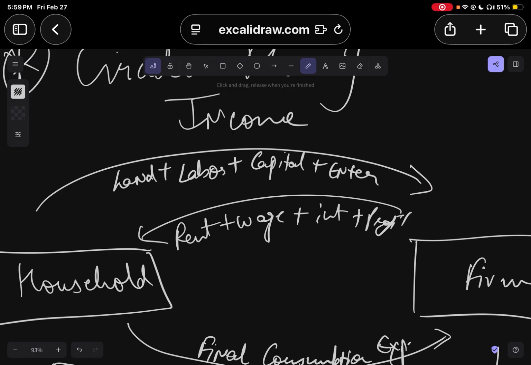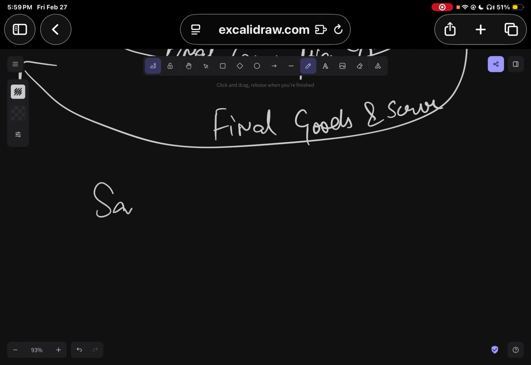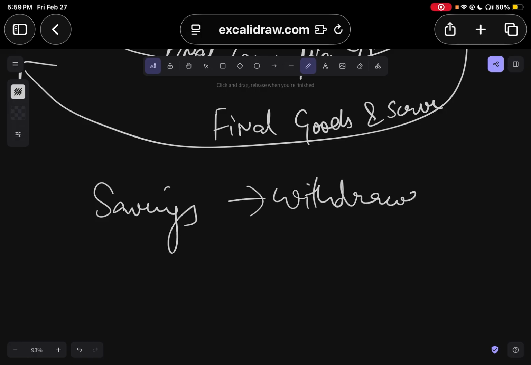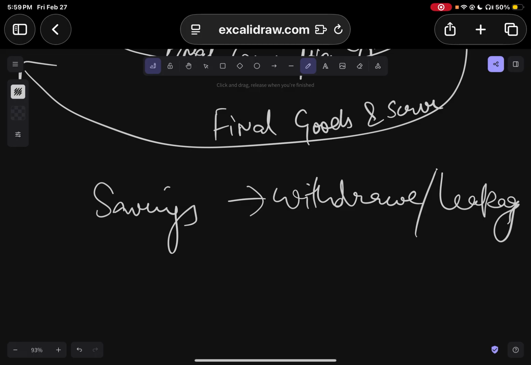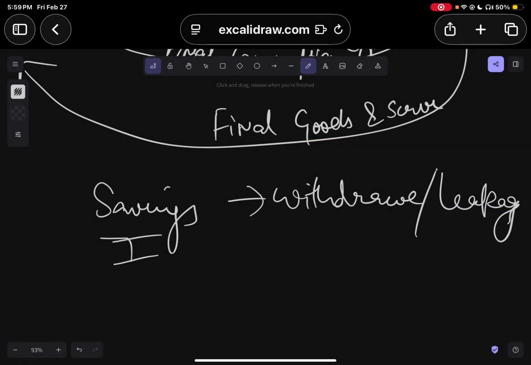If household saves, they will do it through bank. This will be lent to firms, leading to investment by the firms. Savings are withdrawal or leakage. Investments are called injections. So savings are withdrawal, leakage, and investments are injections.